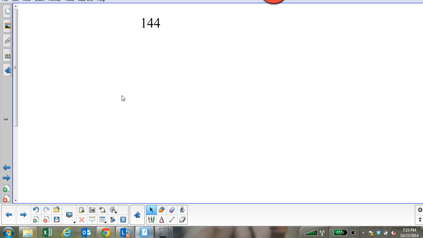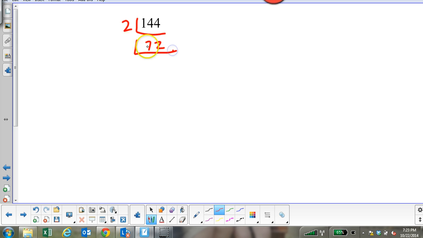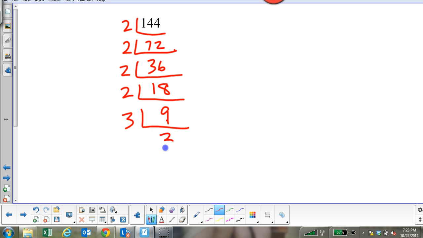All right, now there is a method in which you simply just divide. You start with the smallest prime number, which would be 2, and we divide it by 2 until we can't divide it by 2 anymore. And when you have a prime number at the bottom, when you're done, I divided kind of upside down, but if you have a prime number at the bottom, then this is your prime factorization.